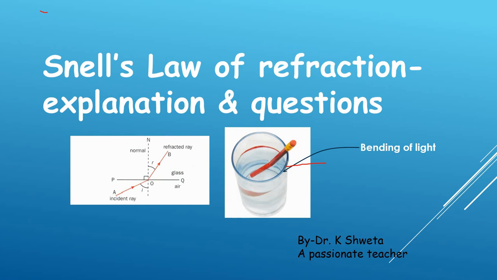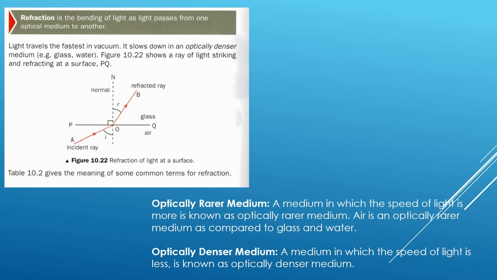Why does this happen? Whatever we see is because of light. In this process light bends because there are two media, one is air and one is water. So when light enters a different medium, it behaves differently. Snell's law tells you about refraction, but before that we should talk about what refraction is. It's the bending of light.